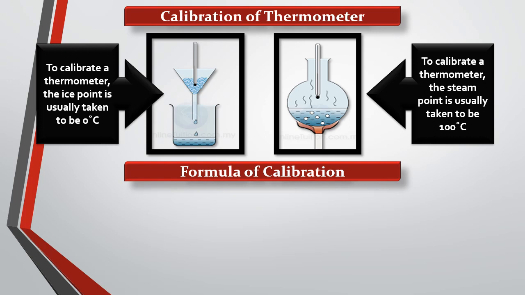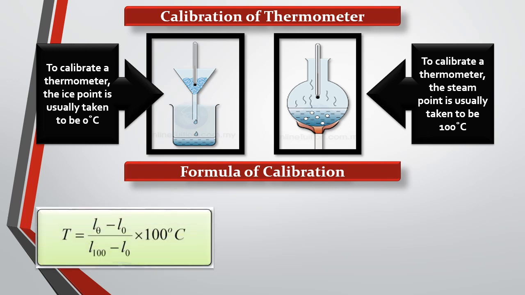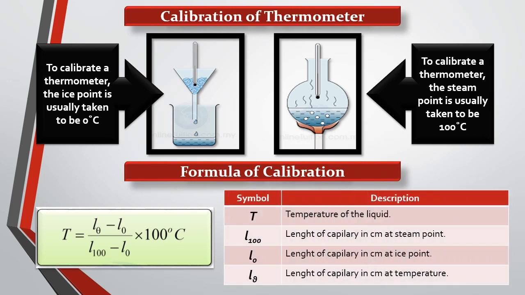The formula of calibration: T equals L theta minus L0 over L100 minus L0, times 100 degrees Celsius. What is the meaning of the symbols? T stands for the temperature of the liquid. L100 is the length of the capillary in centimeters at the steam point. Just now I showed you the diagram at the right side, what we call the steam point. L0 is the length of the capillary in centimeters at the ice point, which is the left side diagram. And L theta is the length of the capillary in centimeters at the temperature.